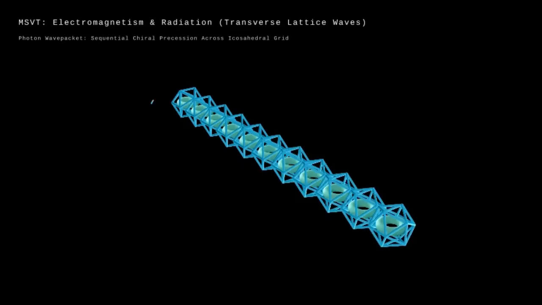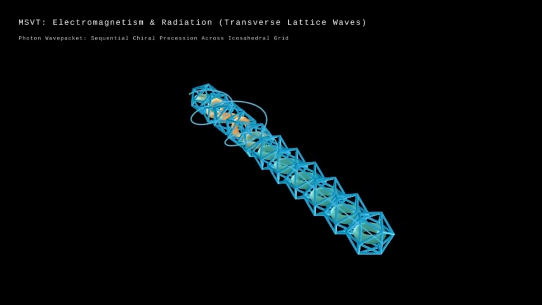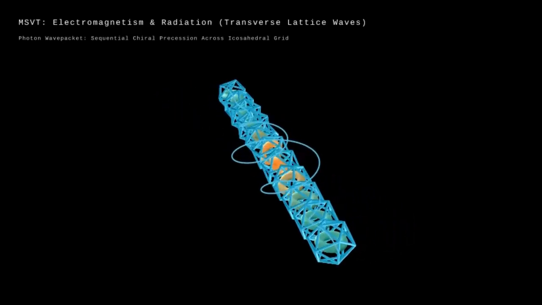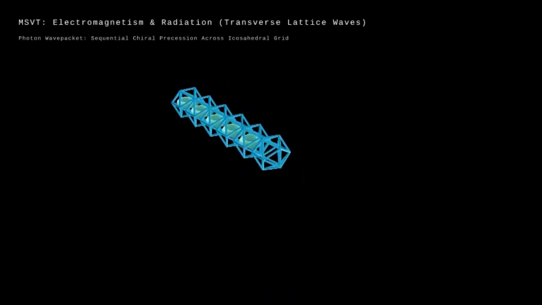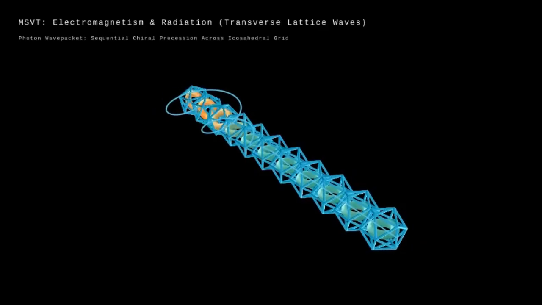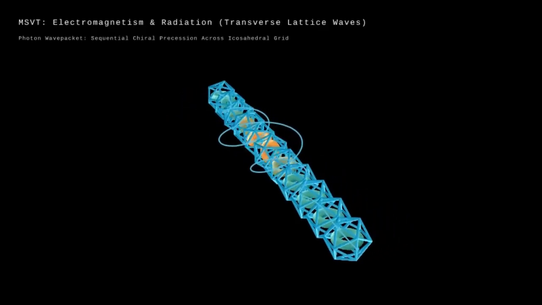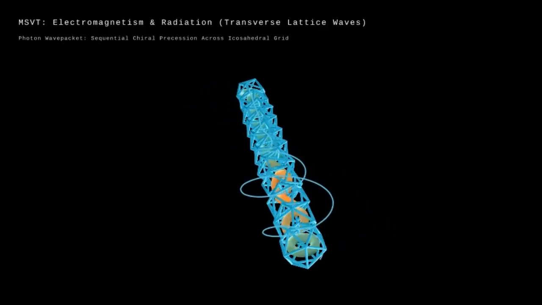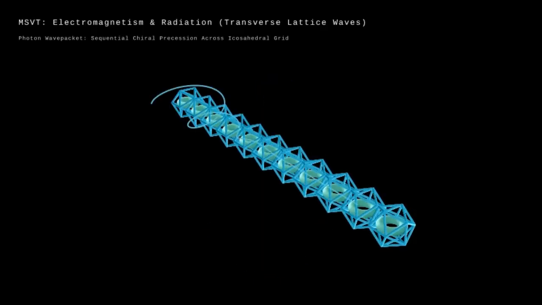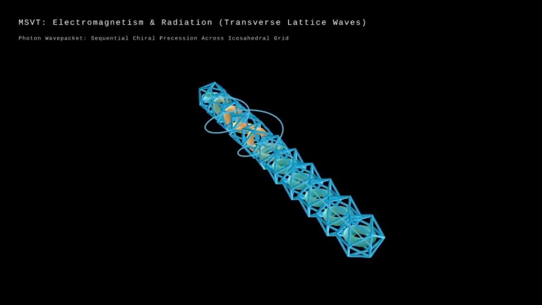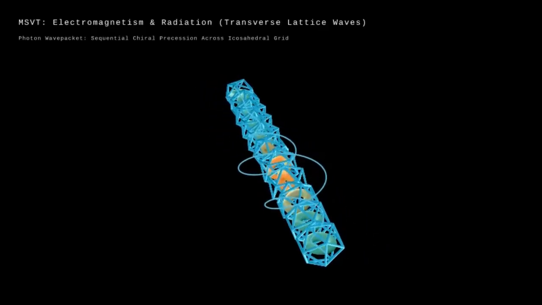Finally, radiation and electromagnetism are the transverse shear waves of the lattice. A photon is a localized wave packet propagating across the packed microcell matrix, inducing a sequential chiral precession in each icosahedral frame as it passes. Light does not travel through a void. It is the traveling disturbance of the vacuum itself.